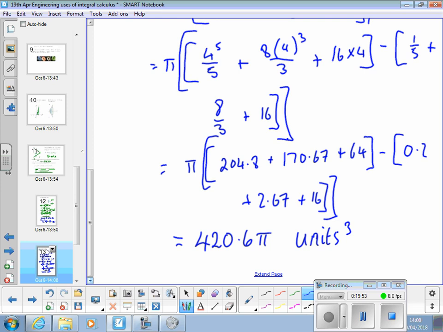Yeah, so if the two scales were meters, that would be meters cubed. If they were centimeters, that would be centimeters cubed. And if we multiply 420.6 pi out, you get 1,321 cubic units. Don't we, Lewis? Yeah.